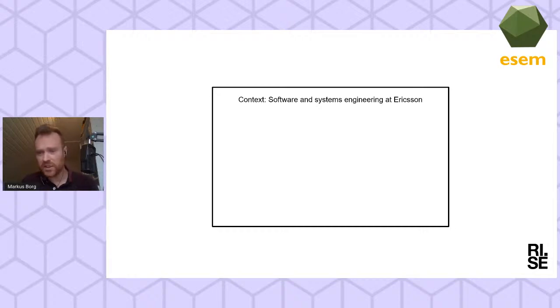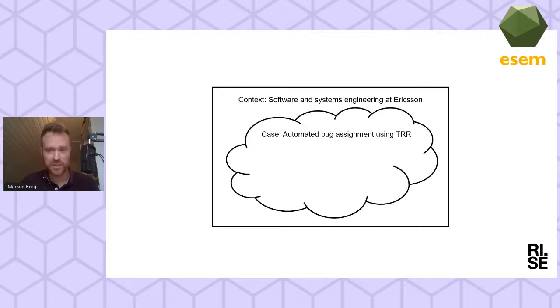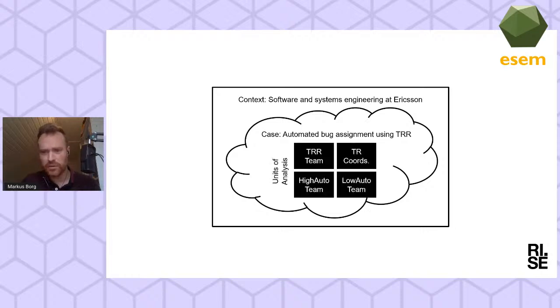This is how we see the study. The context is engineering at Ericsson. The case under study is automated bug assignment using this tool. Then we study 4 units of analysis. We have the maintainers of the tool, the TRR team. We have the engineers working as TR coordinators. And then we have 2 development teams: one that uses fully automatic bug assignments today, and one that opted out of full automation and only uses the predictions as decision support, as a comment that is attached to a specific bug in the issue tracker.